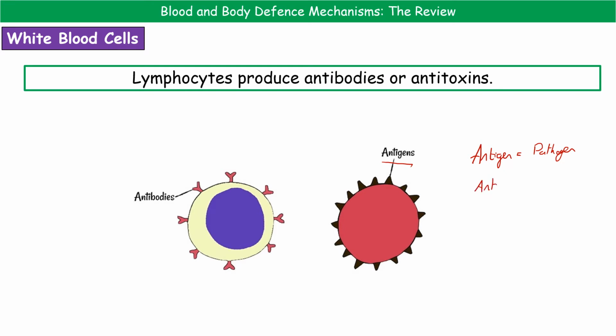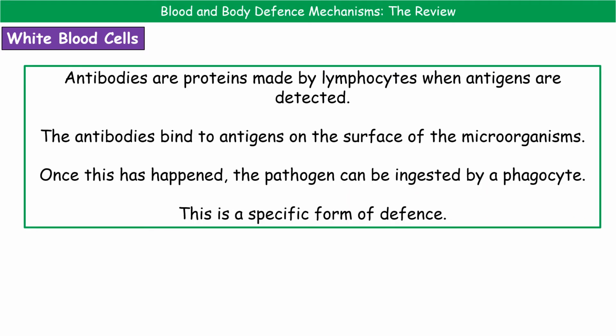The antibody, that is what's going to bind to the antigen. And then if we're talking about an antitoxin, they will bind to a toxin. So make sure you know those 3 different words. Antigen, the structure on the surface of the pathogen. Antibody is the protein that's going to bind to the antigen that our white blood cells make. And the antitoxin is the protein that binds to a toxin molecule.